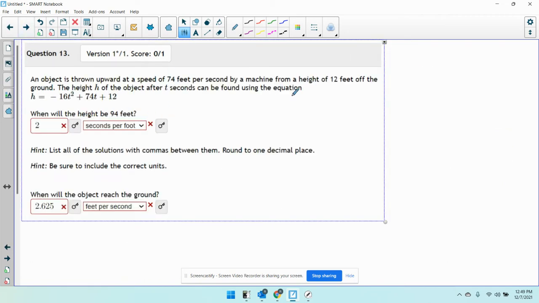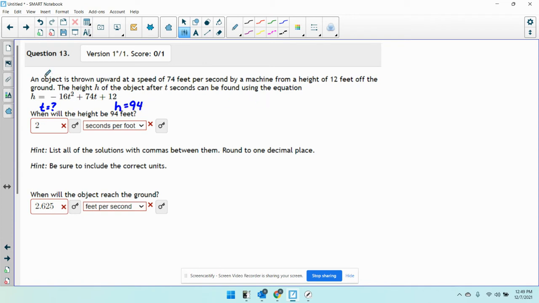An object is thrown upward at a speed of 74 feet per second by a machine from a height of 12 feet above the ground. H is the height of the object after t seconds. So we're looking for t when will the height be 94? I'm just going to rewrite this, but replace the h with 94. So I get 94 equals negative 16t squared plus 74t plus 12.